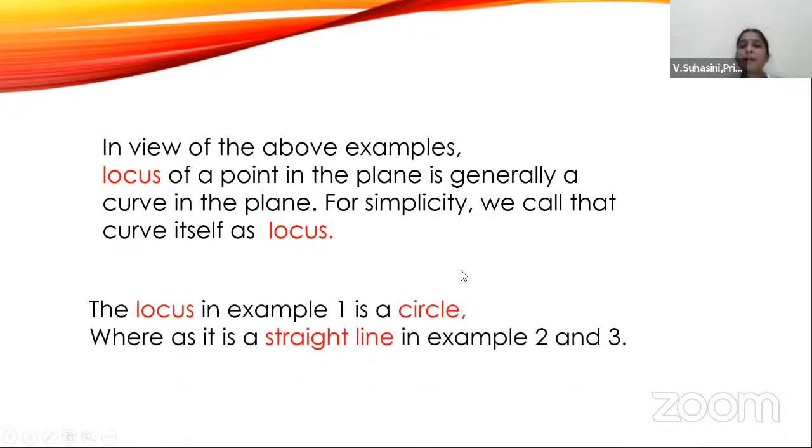The locus in example 1 is a circle. In the first example, what is the locus? What is the geometric figure? What is the path of the points? Any name you can give. It is a circle in the first example.